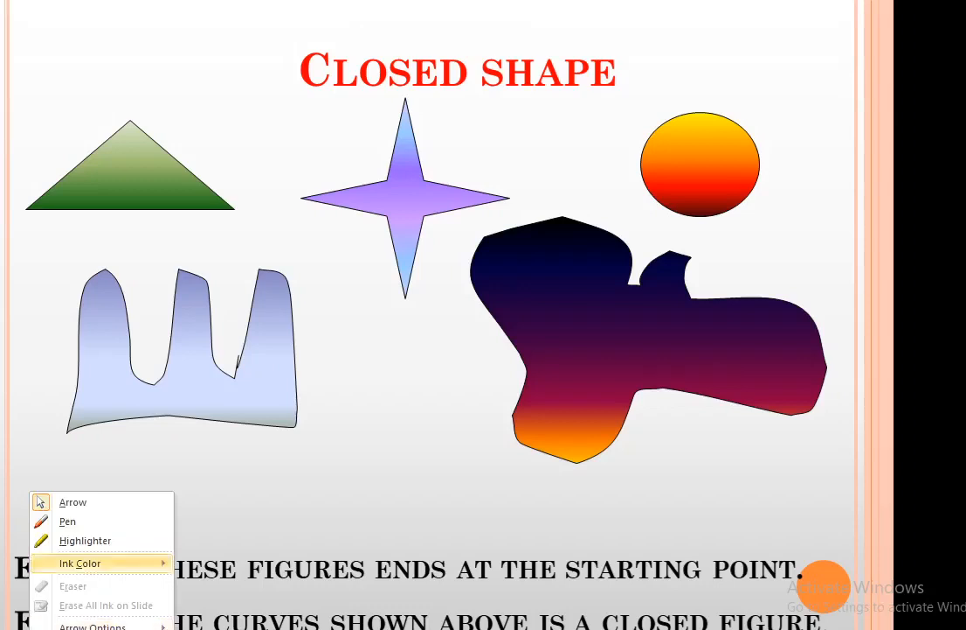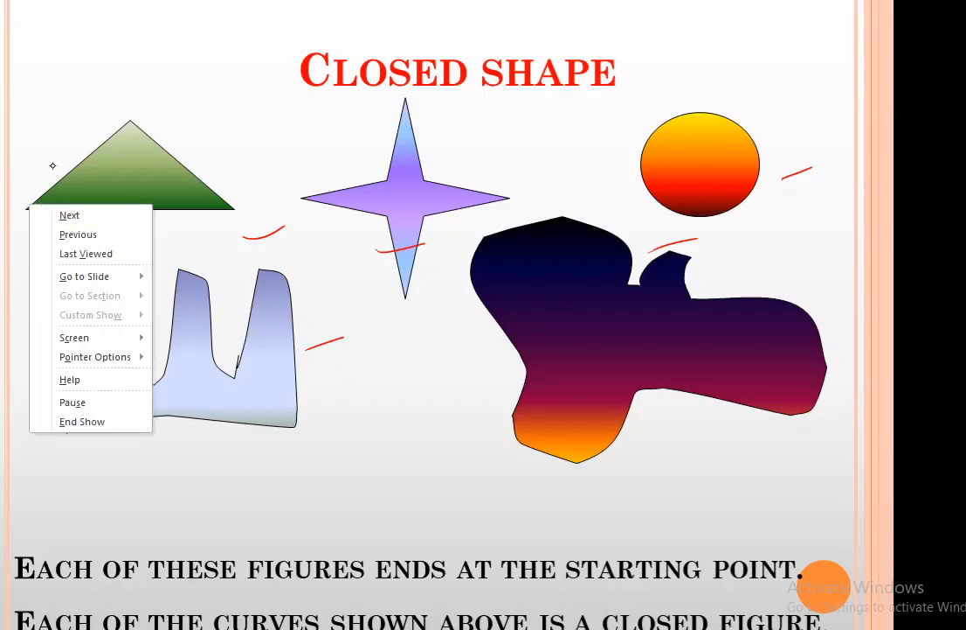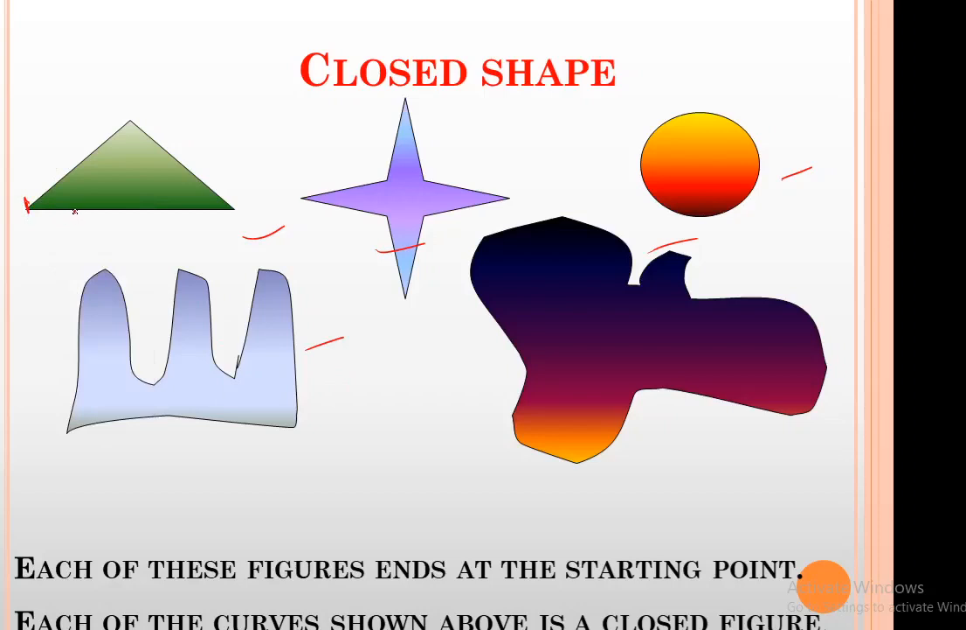The first one is closed shape. Just have a look at all these shapes. For example, if I have to draw this triangle, then how can I draw this. I start from this point A, and after completing this figure and at the same point A.